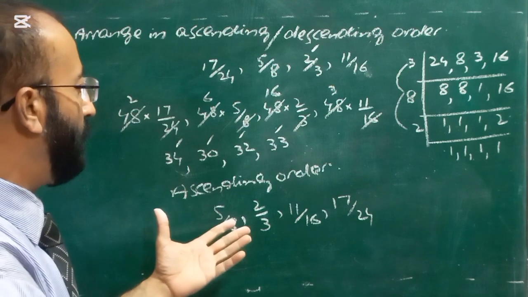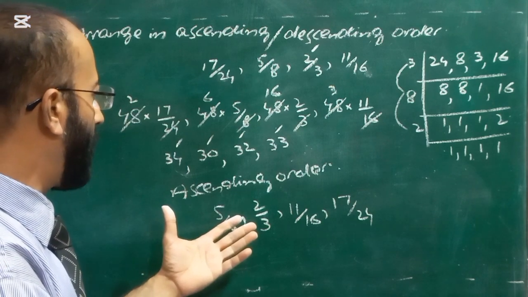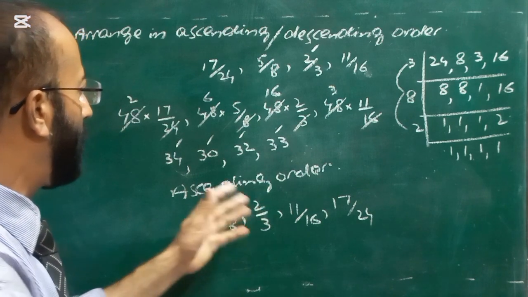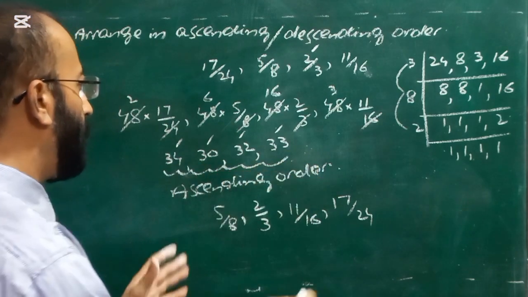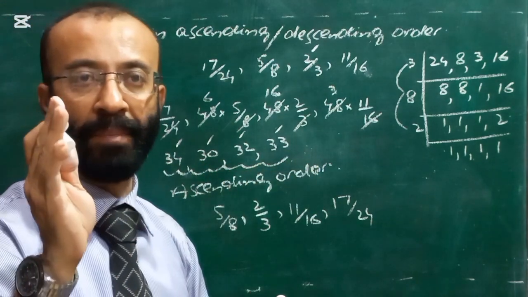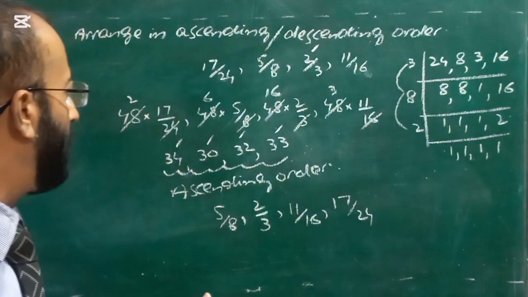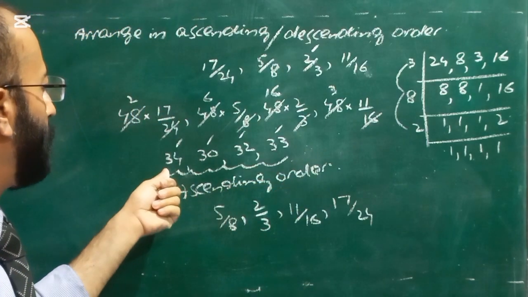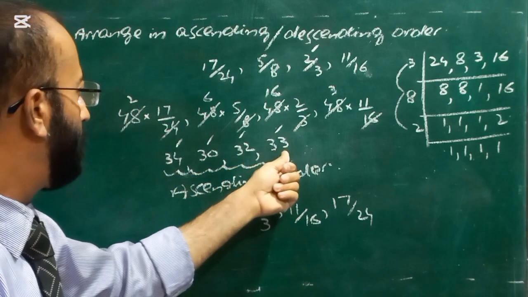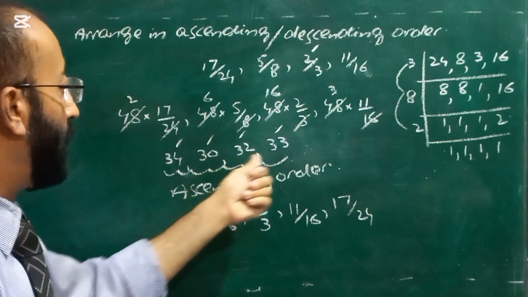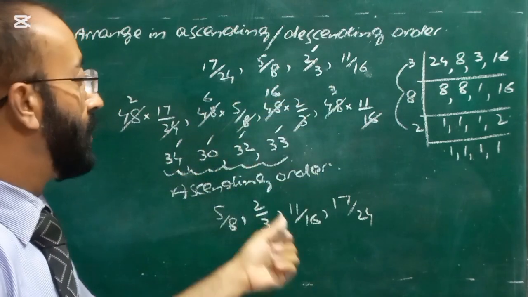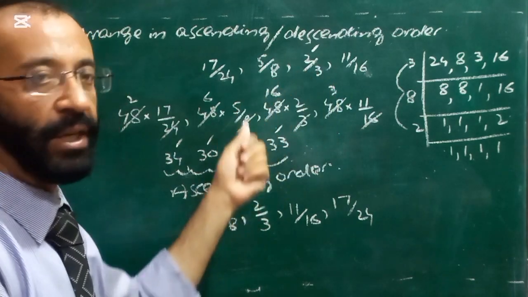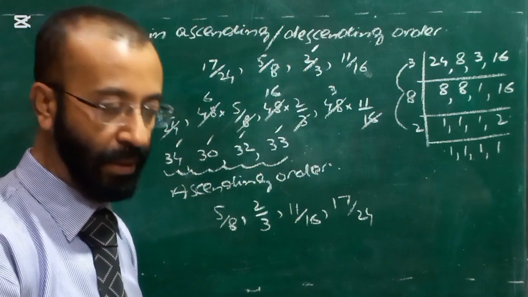If we are required to find the descending order, it will also be decided by these numbers. So descending order is actually from maximum to minimum. So then this number should be written first, then this one, then this one, then this one. Not these numbers, actually fractions will be written. So these numbers will decide the fraction. So this is the method, students.